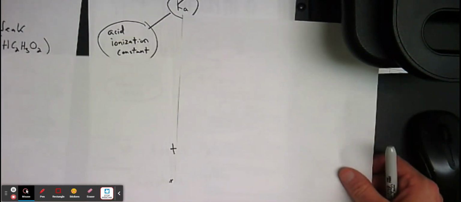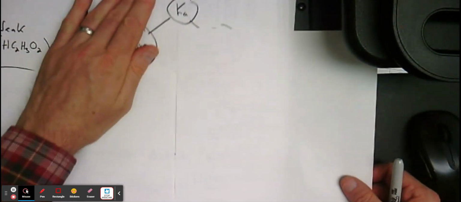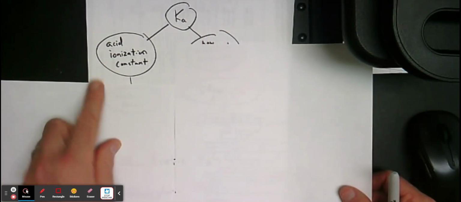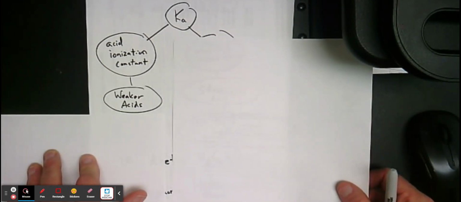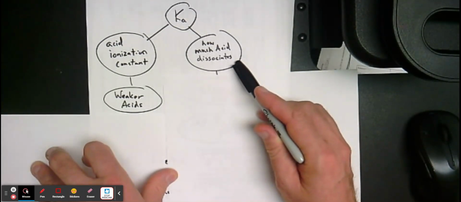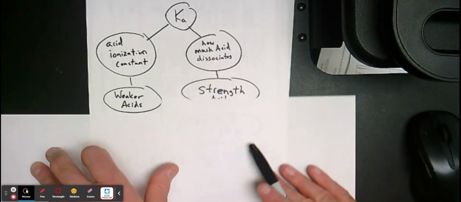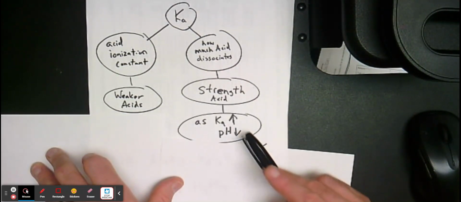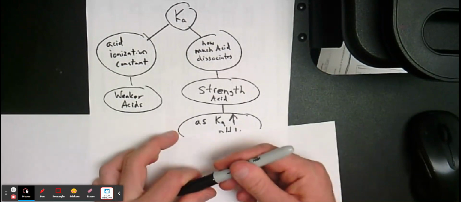Therefore, weak acids have what is known as a Ka value. This Ka value is the autoionization constant. It's generally for weak acids. It's going to give you a sense of how much of the acid is dissociating. The bigger the value, the stronger the acid, and as Ka goes up, pH goes down.